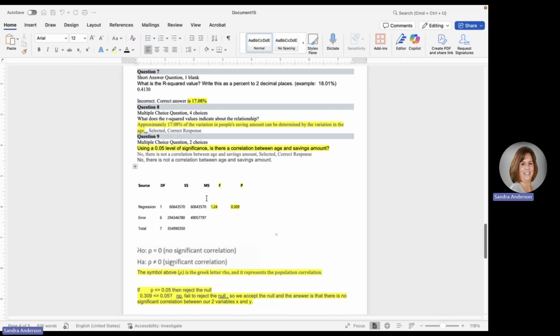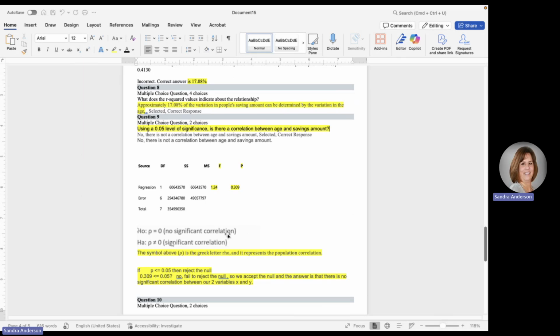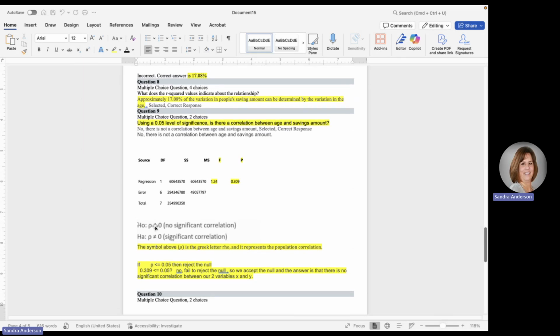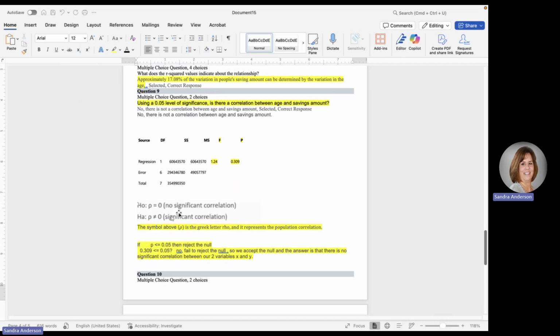time to do our hypothesis test. And our hypothesis test in a correlation and regression problem, you always just use rho. Rho is this fancy little p, and it is the Greek letter that represents the population correlation. So if rho is equal to 0, there's no correlation. And if rho is not equal to 0, there would be significant correlation. And that is our null hypothesis and our alternate hypothesis. And those will be your hypotheses every time in this type of problem.